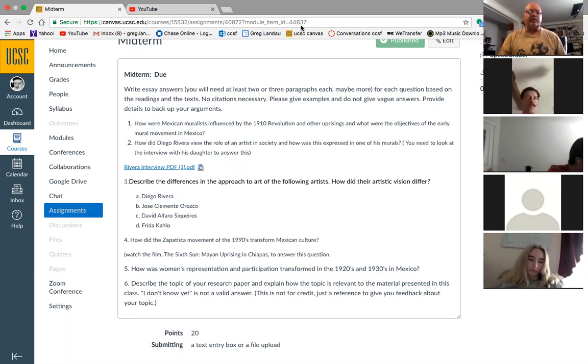So the ejido system is also emblemized in many of the murals. You'll see the land reform, and people sitting around at a table in groupings, and the coming together of farmers and workers.